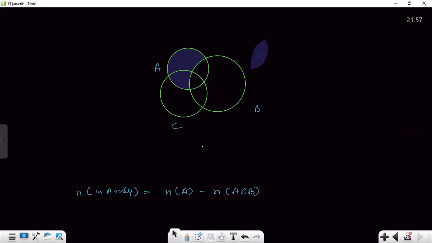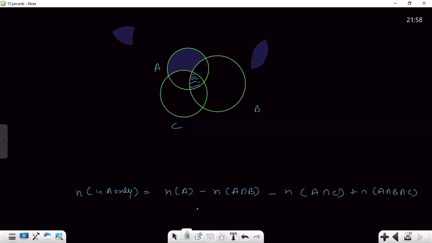Now we have to subtract the number of elements that are common in A and C also. While doing so, I have subtracted this for sure, but I have subtracted this part once again. Now, I have subtracted it twice, which should not be happening. So we'll add it once. What is this? A intersection B intersection C. So these are the number of elements in A only. Is that clear, everyone? Yes, sir.